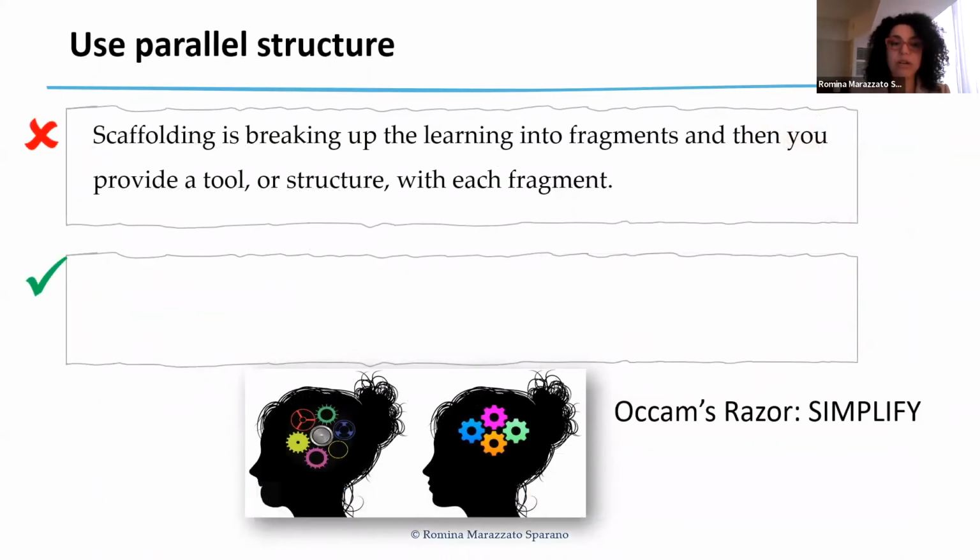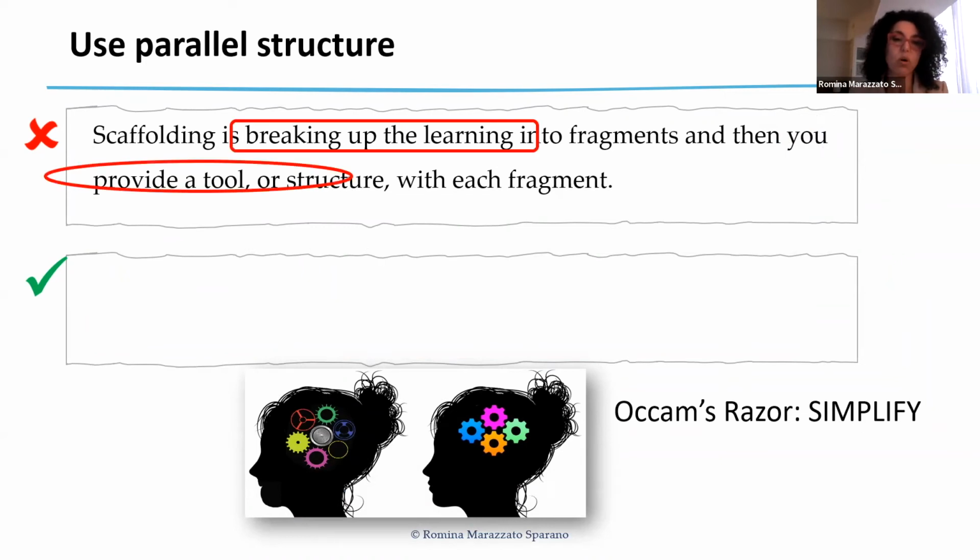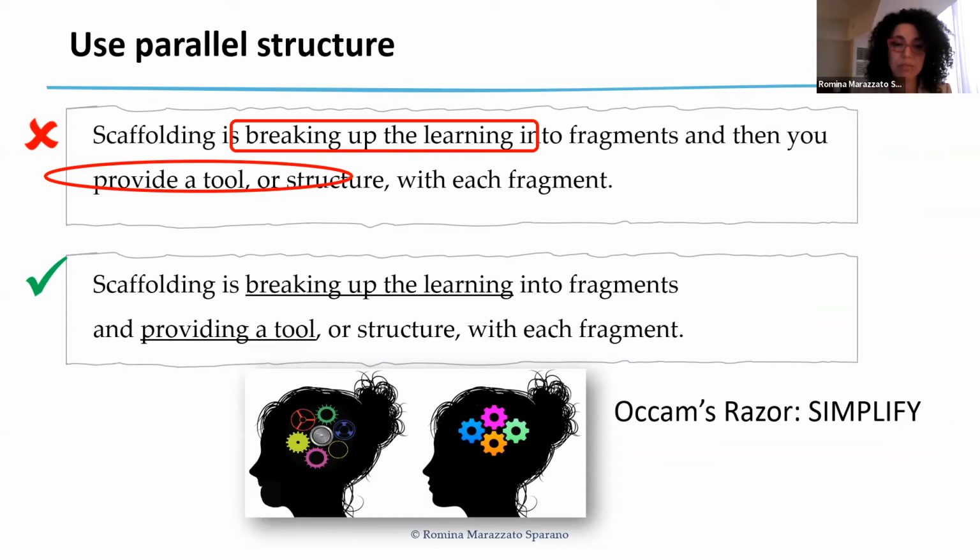Parallel structure helps process things much more smoothly. So instead of saying scaffolding is breaking up the learning, excuse me, we can use the same structure: breaking up the learning and providing a tool.